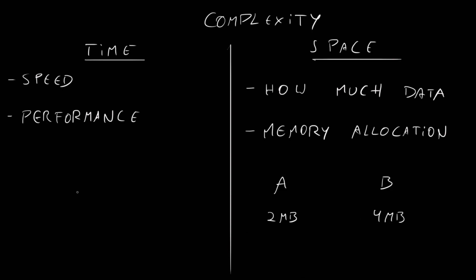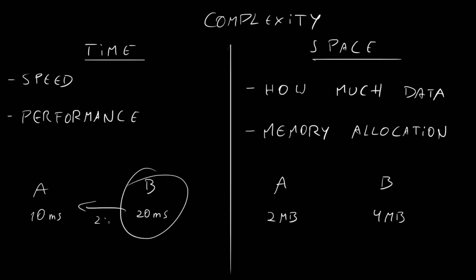Same thing for the speed, right? For the time complexity, if you have algorithm A that performs a certain operation in 10 milliseconds and B performs the same operations with the same input, same output in 20 milliseconds, then we would say that this has 2 times the complexity. So it's more complex, right? And complexity is bad. So usually we would say that this is a bad thing. We want to lower the complexity.